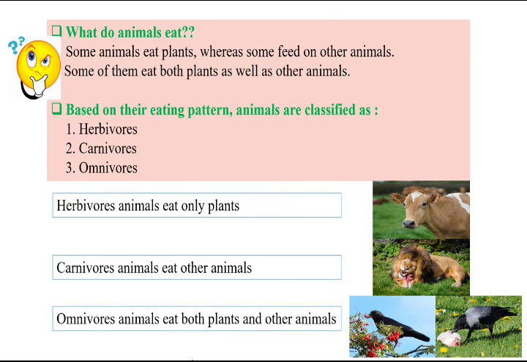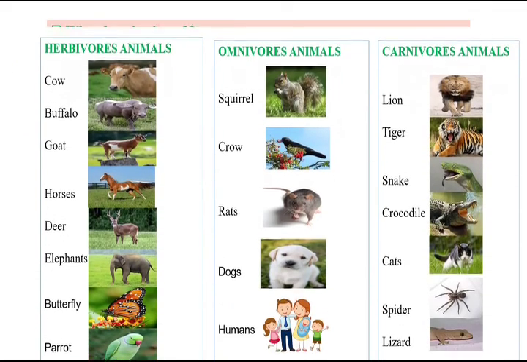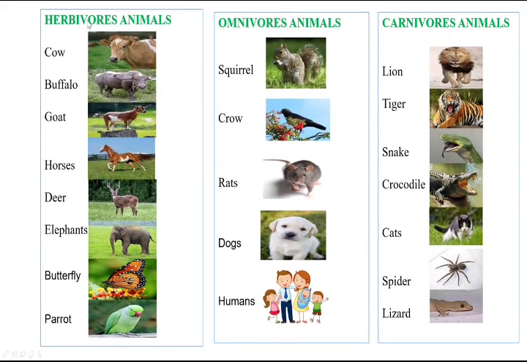Here you have a list of herbivores, carnivores and omnivores. First, the herbivorous animals: cow, buffalo, goat, horses, deer, elephants, butterfly and parrot. Omnivorous animal examples: squirrel, crow, rats, dogs, humans. And the carnivores are lion, tiger, snake, crocodile, cat, spider, lizard, etc.